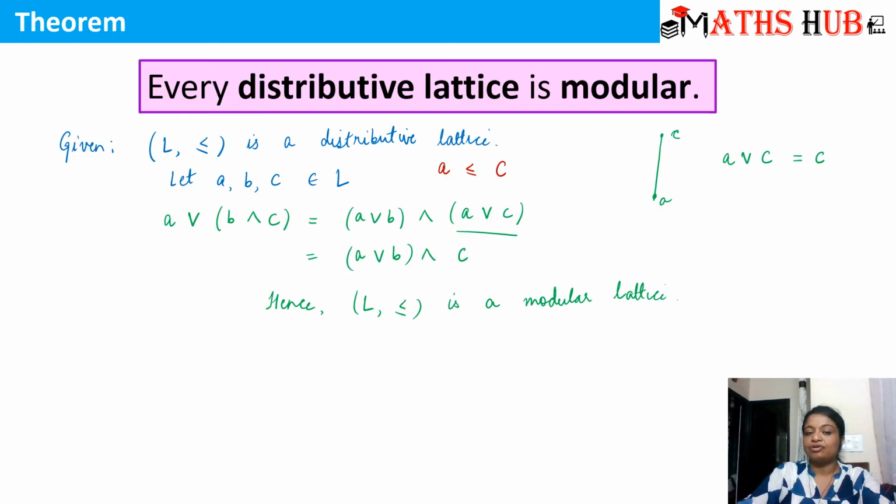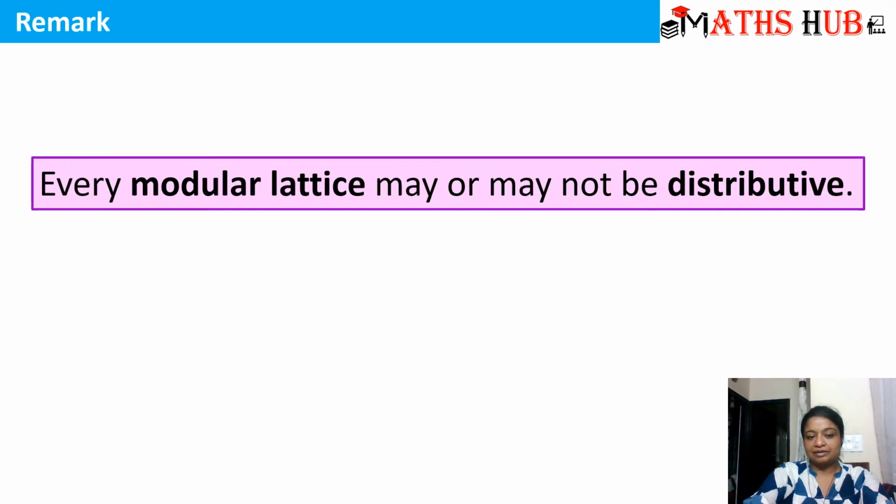Then you have to check for all the pairs of elements A, B, C belonging to L with this condition. It should obey the modular property, that is A join B meet C is equal to A join B meet with. Right. So let us check one example. Every distributive lattice is always modular, but the converse is not true. Every modular lattice may or may not be distributive, right?